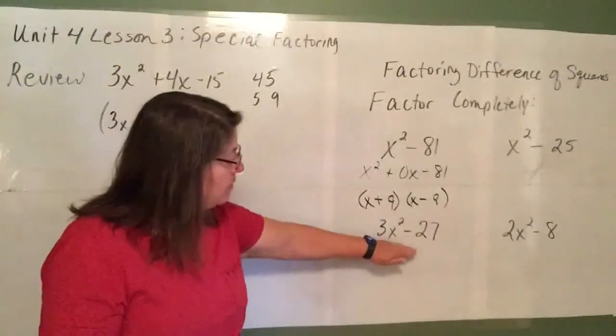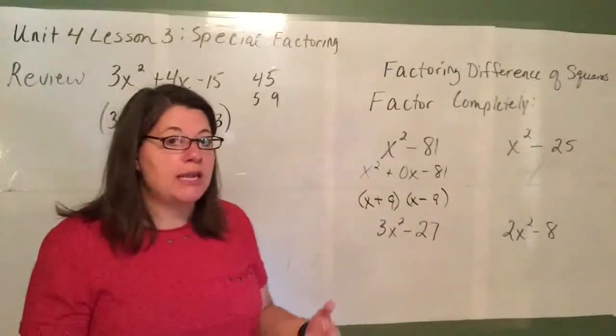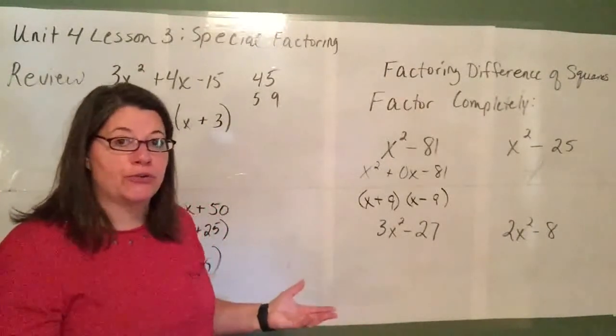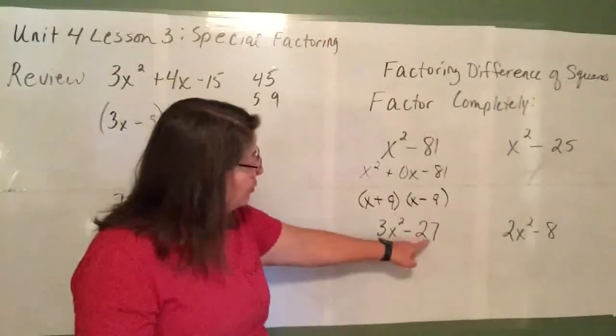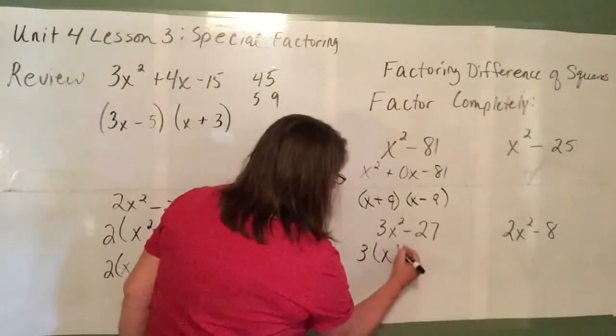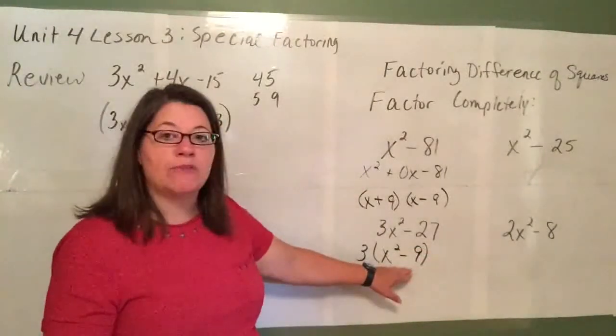All right, so look at this one. We've got 3x squared minus 27. Just like with any other factoring problem, if they have anything in common, I have to take that number out first. So these both have a 3 in common. So I can bring out the 3. Then that leaves me with x squared minus 9. And look at what I have. I've got difference of squares.